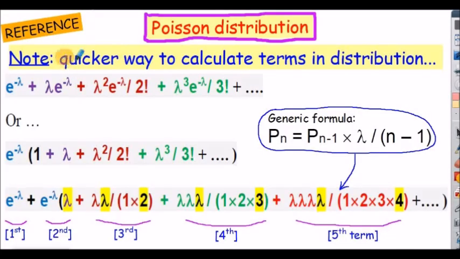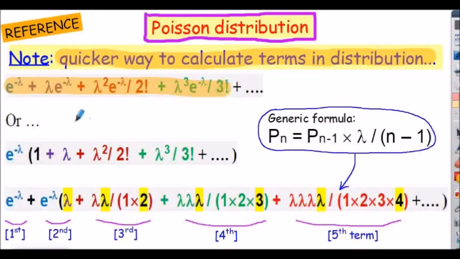It shows a quicker way to calculate the various terms in a Poisson distribution. Here's the original series for the Poisson distribution, showing the first 4 terms. And on the next line, I simply factorise the distribution on e to the negative lambda. What I'm trying to show on the last line is how the various terms in the distribution are related to each other. So the first term in the series is e to the negative lambda.